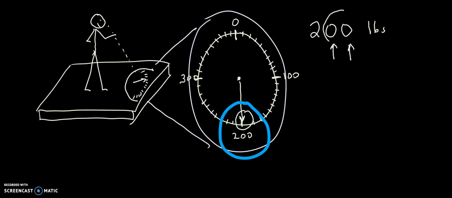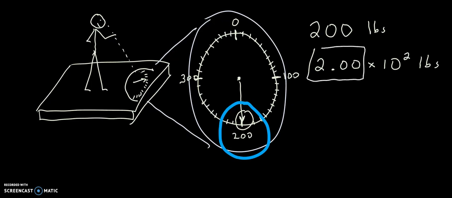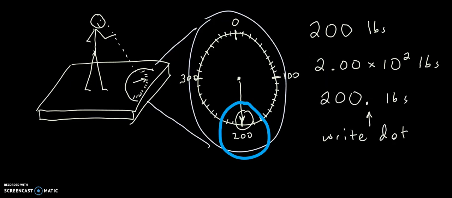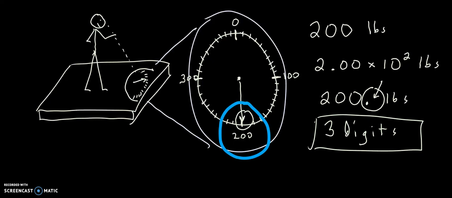So in this case, both of these zeros would count as significant digits. We can write the number in scientific notation as 2.00 times 10 to the 2 pounds, indicating that both zeros count. We'd say this number has 3 digits. The second strategy is to include the decimal point after the second zero here. By putting in this dot, that communicates that the zeros count as significant digits. We'd say that this number contains 3 significant digits.